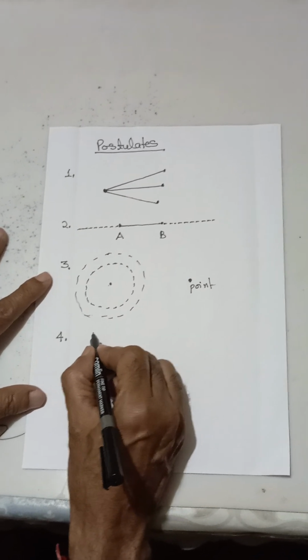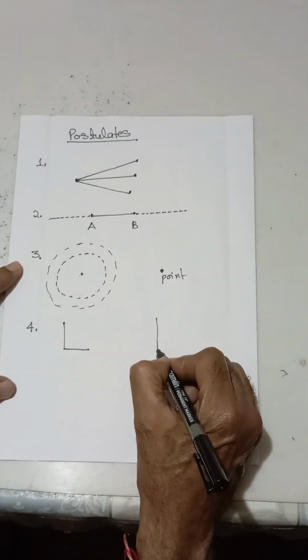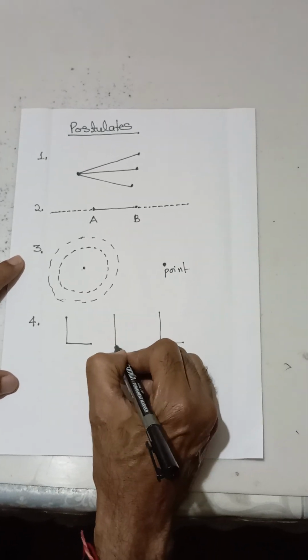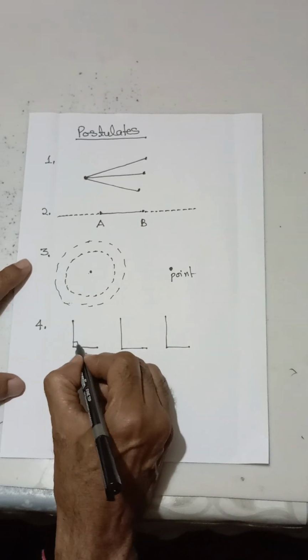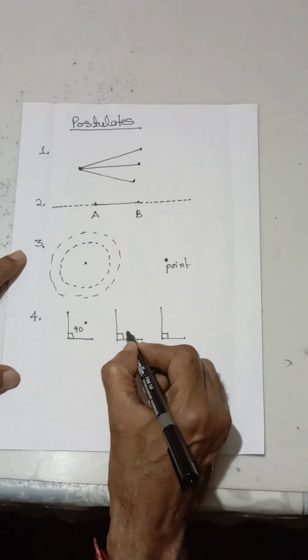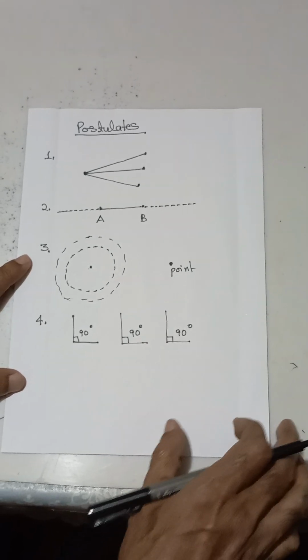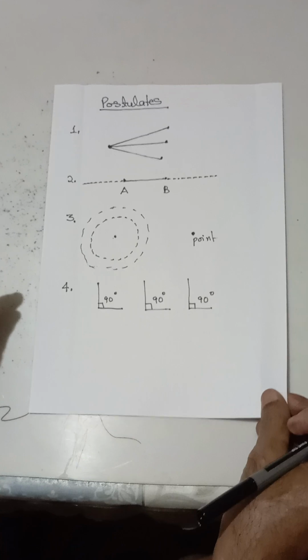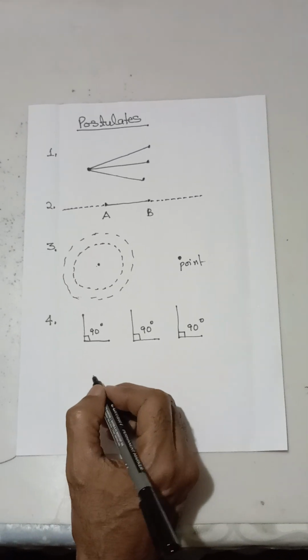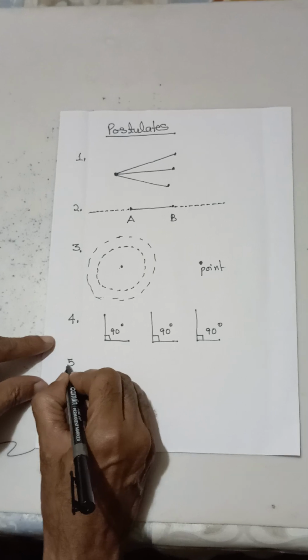Postulate 4: all right angles are equal to one another. Suppose in your copy you draw one right angle here, another right angle here, another right angle here, as many right angles as you like, but all will be equal to 90 degrees. So this is postulate 4.